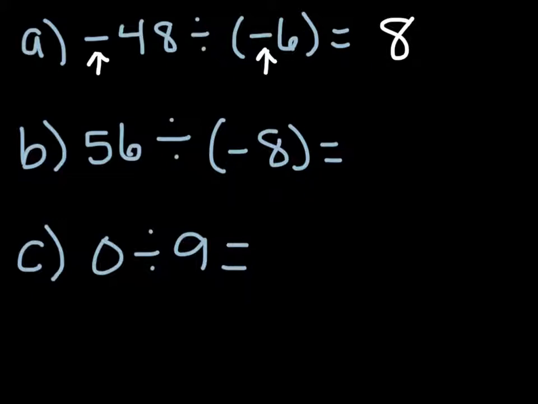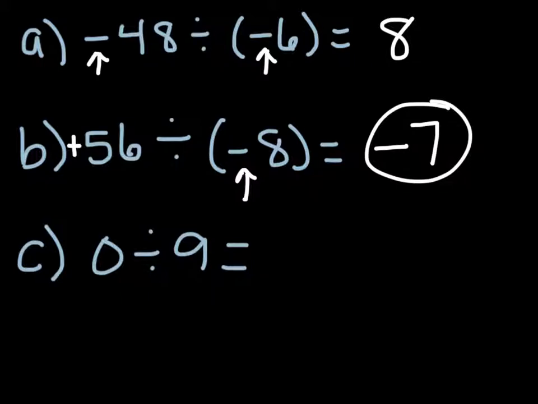56 divided by -8 in problem B will yield an answer of -7. Remember, if our signs are different, there's an imaginary plus sign here and a negative sign here. If our signs are different, our quotient will have a negative sign. And finally, in C, 0 divided by 9 equals 0, because the quotient of any non-zero integer and 0 will always be 0.